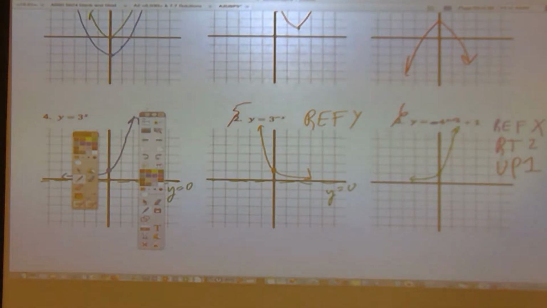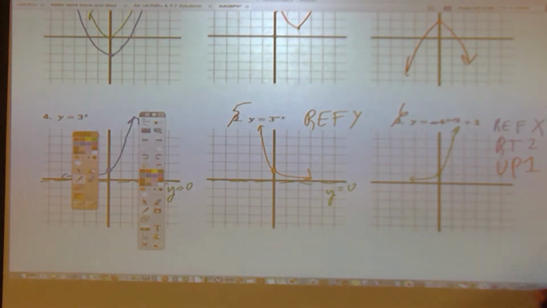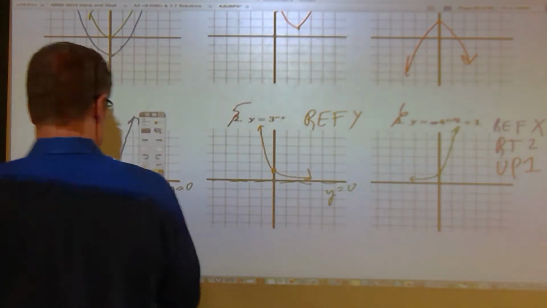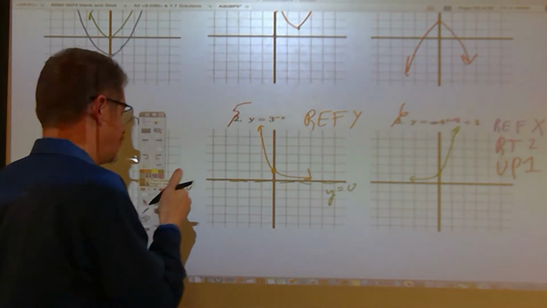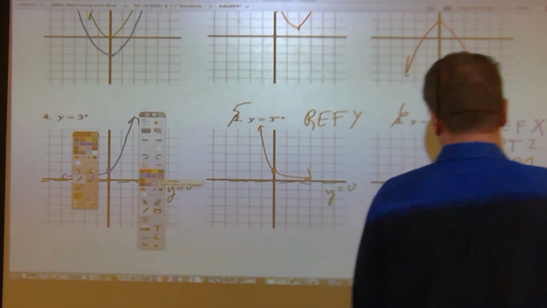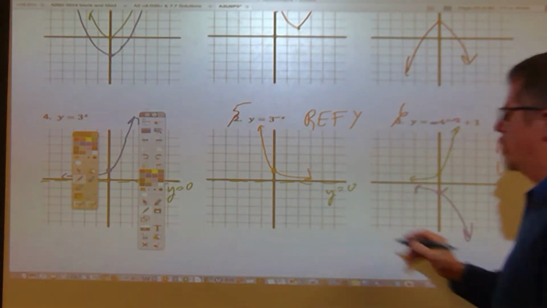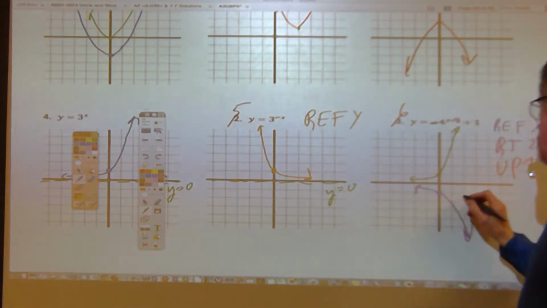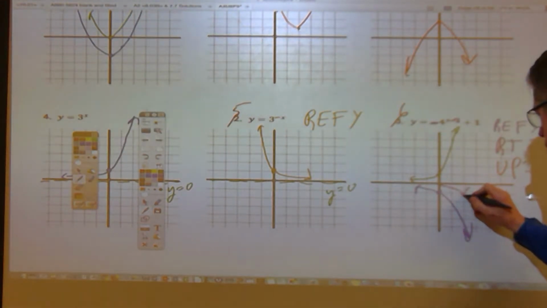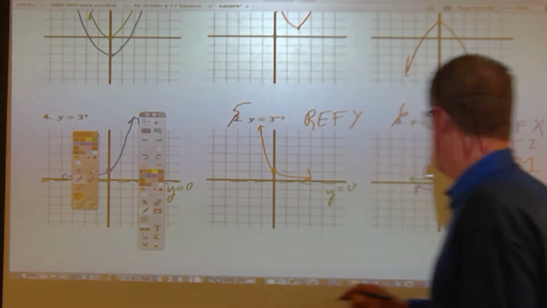Go ahead and perform all 3 of these transformations on the parent graph 4 to the x. So I'm doing reflect over x in purple, right 2 in magenta, and up 1 in red.